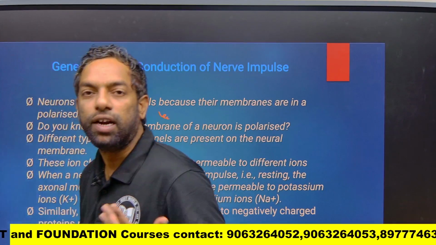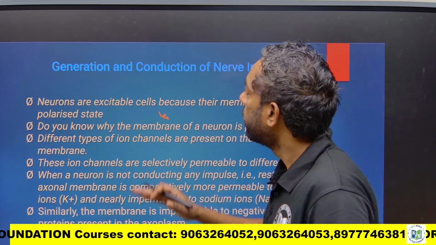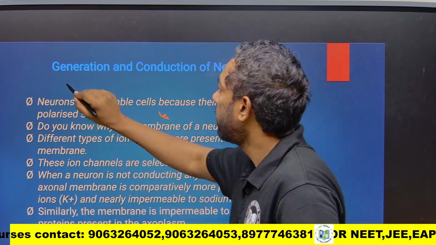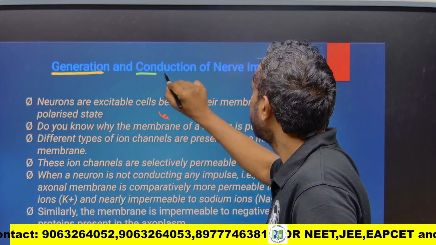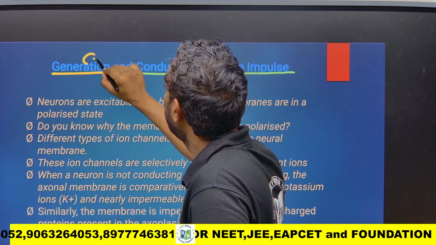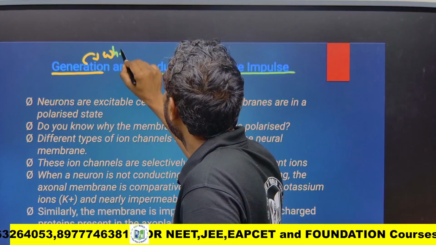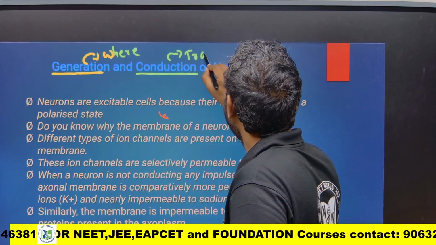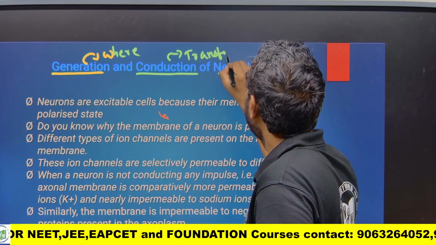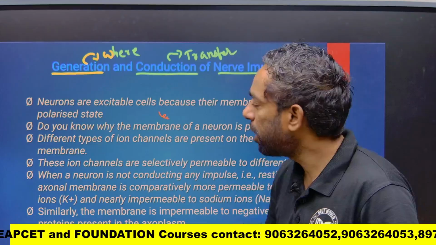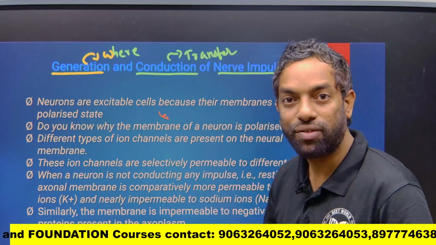Hello guys, today we are going to discuss the generation and conduction of nerve impulses, where they can be generated and where they can be transferred. What is nerve conduction and impulses? Impulses are the electrical charges. How are they generated?